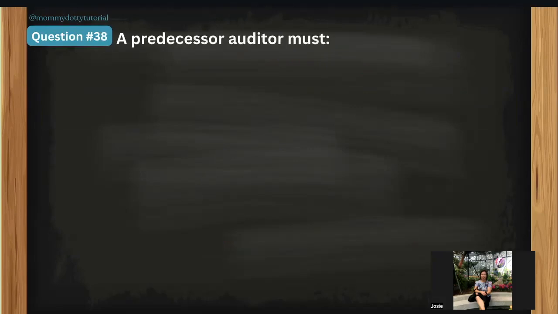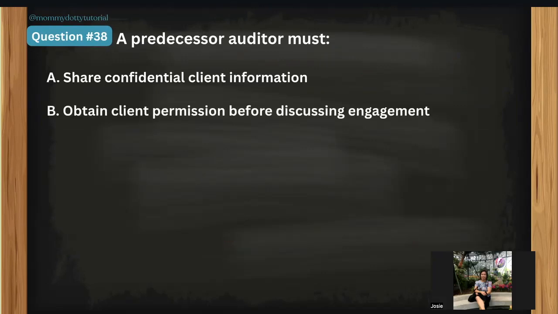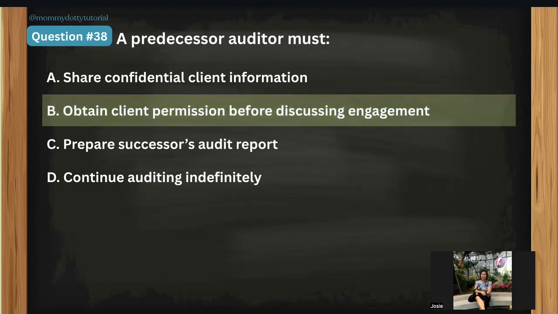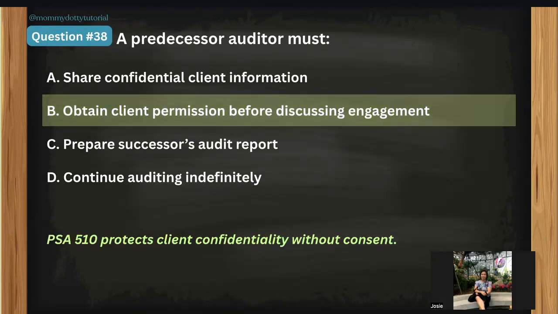Question 38. A predecessor auditor must A. Share confidential client information. B. Obtain client permission before discussing engagement. C. Prepare successor's audit report. And letter D. Continue auditing indefinitely. You may pause this video to think. The correct answer is letter B, obtain client permission before discussing any engagement. So according to PSA 510, it protects client confidentiality without consent.